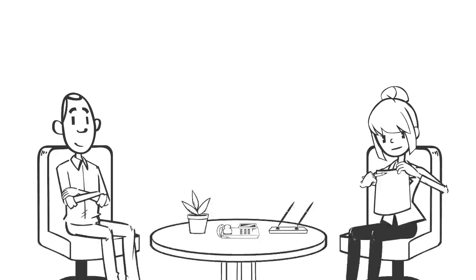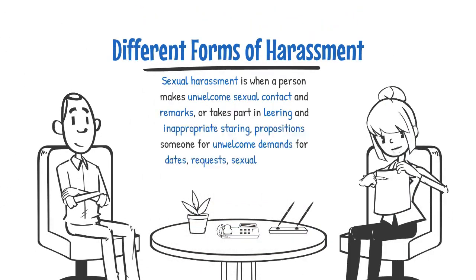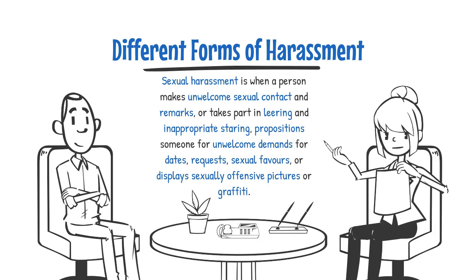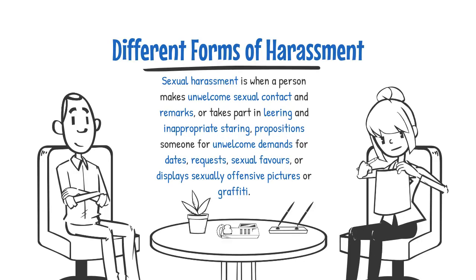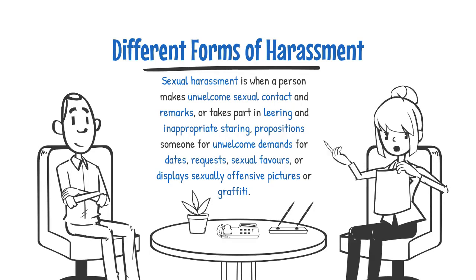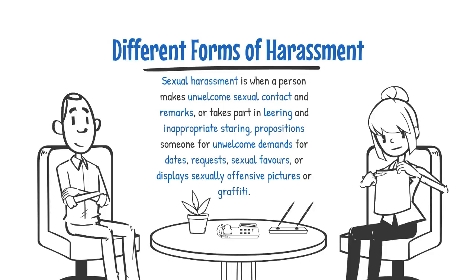There are also different forms of harassment. Sexual harassment is when a person makes unwelcome sexual contact and remarks, or takes part in leering and inappropriate staring, propositions someone for unwelcome demands for dates, requests sexual favors, or displays sexually offensive pictures or graffiti.